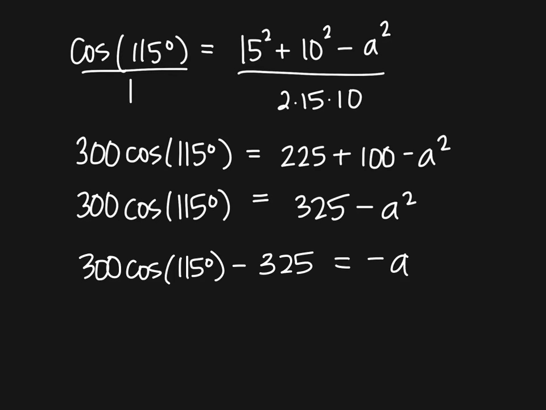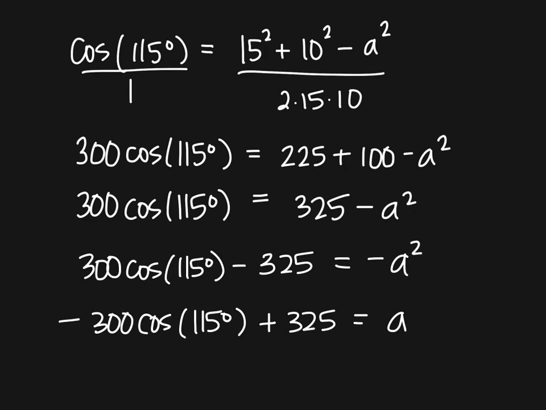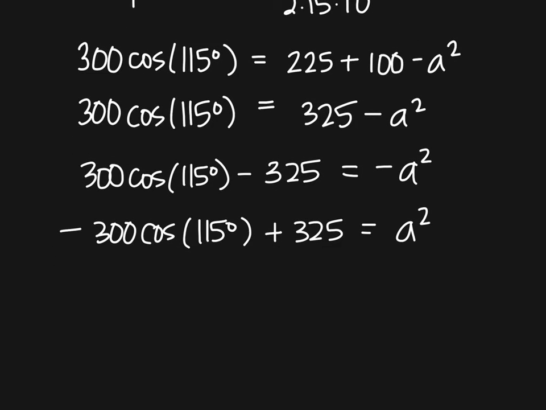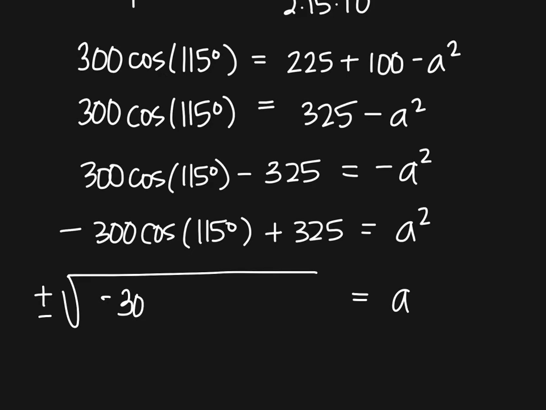No, negative a squared. Okay, now what do I want to get rid of? Now I want to divide by negative. That just makes the negative in front of 300 and the positive in front of 325. And that gives me a squared. Then I take the plus and minus square root. All right, so a would be the plus or minus, and now is when you'll need your calculator to turn it into a decimal. So negative 300 cos 115 degrees plus 325.